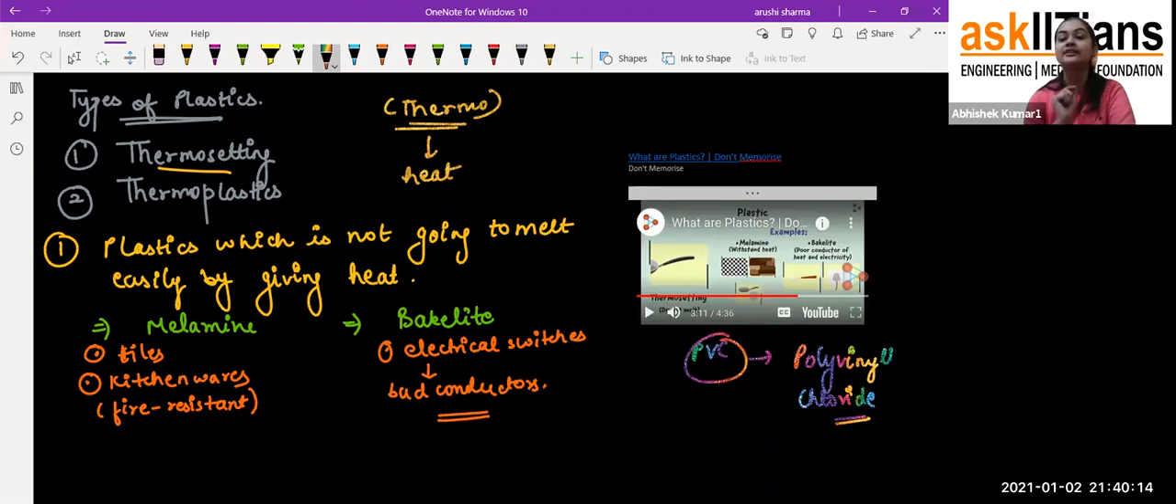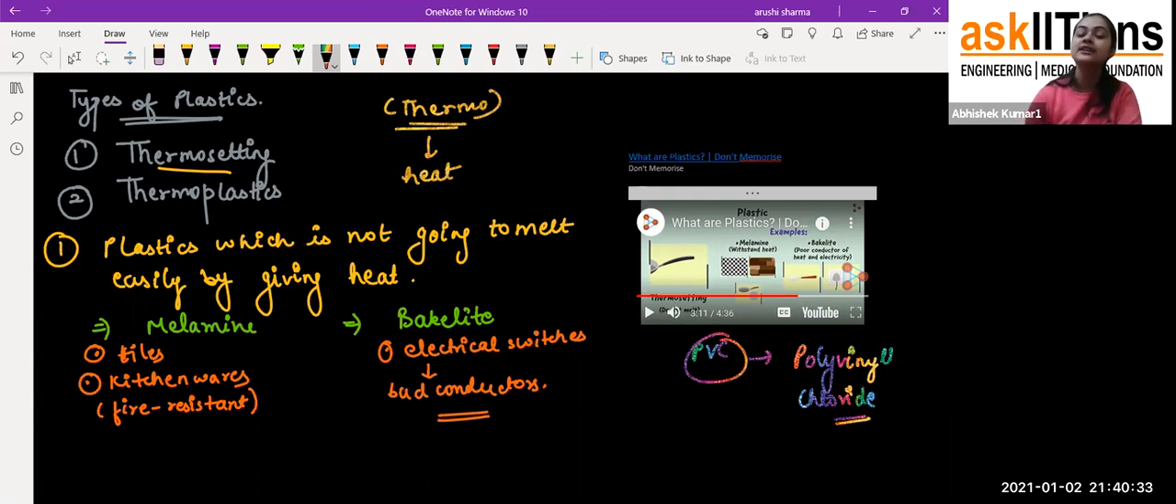Even with the electric switches, if we switch the button off or on, what will happen? We are not getting an electric shock. Why? Because the material used for making them is bakelite, which is a poor conductor of electricity and heat, so it will not harm us.